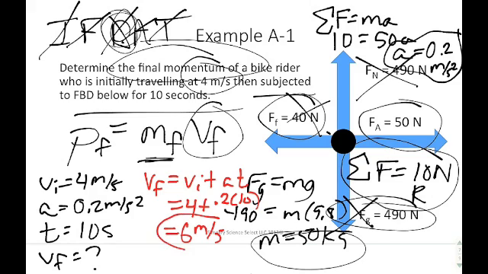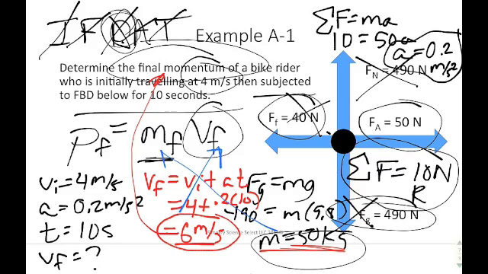But remember, this is not what you're looking for. You're trying to solve for the final momentum, which means you need to take the mass, which we conveniently have right there, and the velocity, which is right there, and plug them in to solve for momentum equals mass times velocity. So we plug our values in, and we get 50 times 6, which is 300 kilogram meter per second.